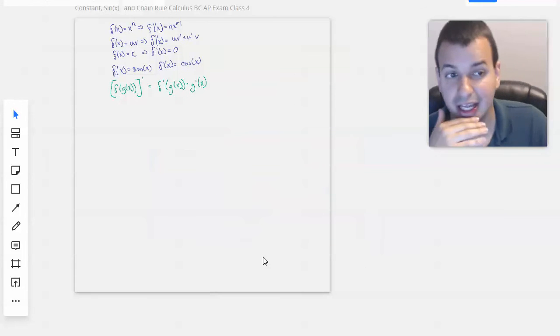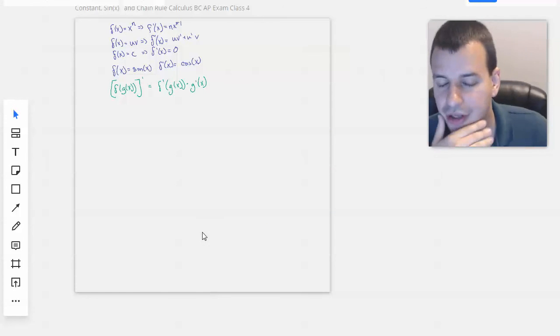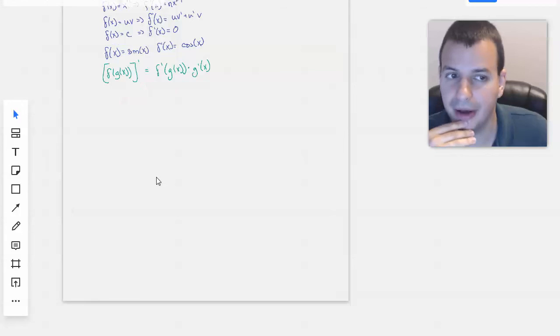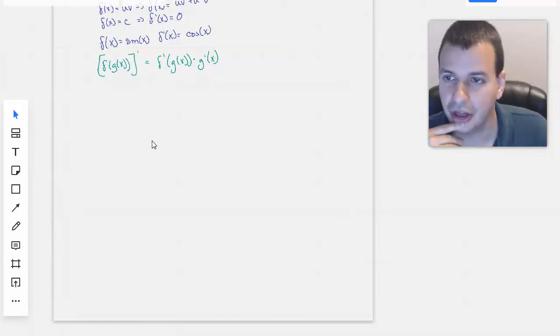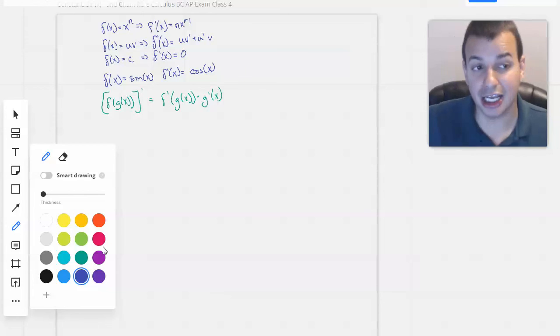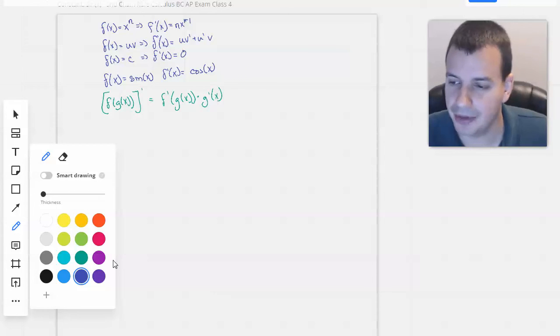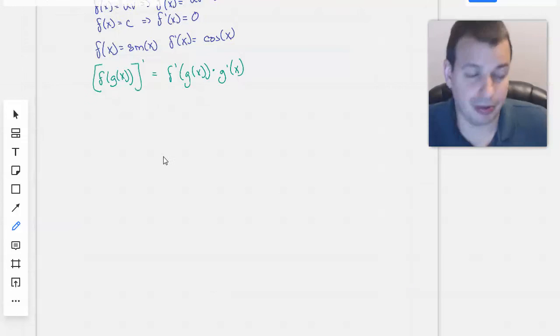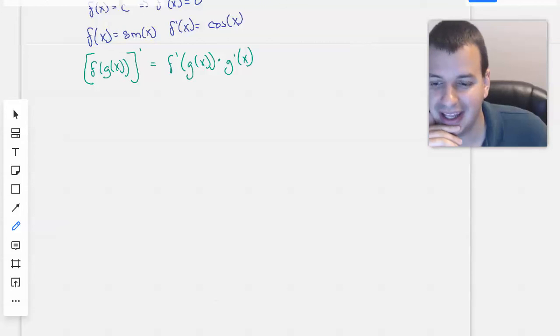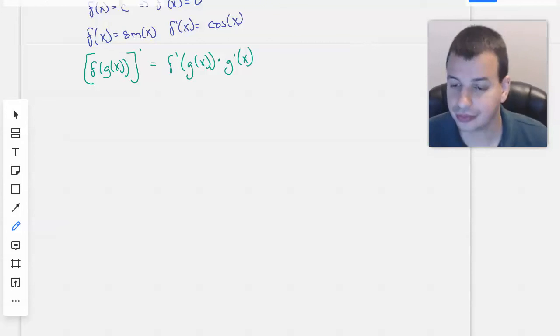So that is the idea behind the chain rule. If you feel uncomfortable with it, which you probably do if you haven't done it about a billion times, fear not. We will run into the chain rule about a gazillion times along this. It's just part of life. Okay, so now we're going to go through an example.